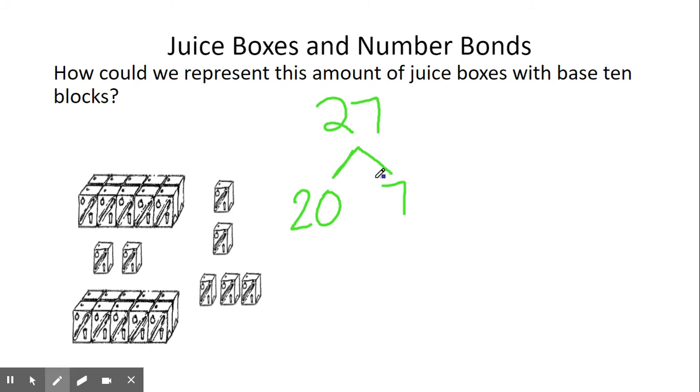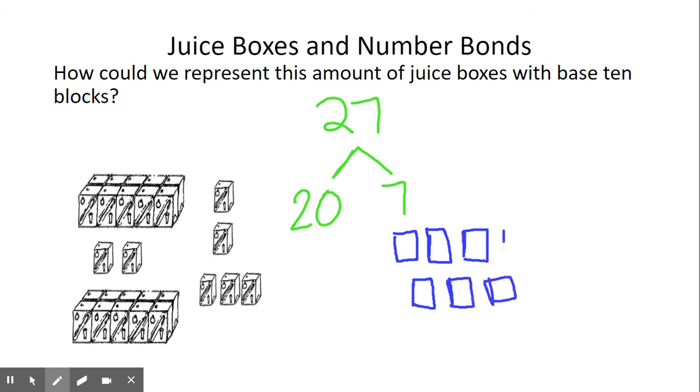Well, let's think about our 7. Did we have anything that represented 7 blocks together? Not quite, but could we draw enough 1 blocks to equal 7? Yeah. So let's do that now. Do that with me and count. So I have 1, 2, 3, 4, 5, 6, 7. All right. Then we still have our 20 left over.